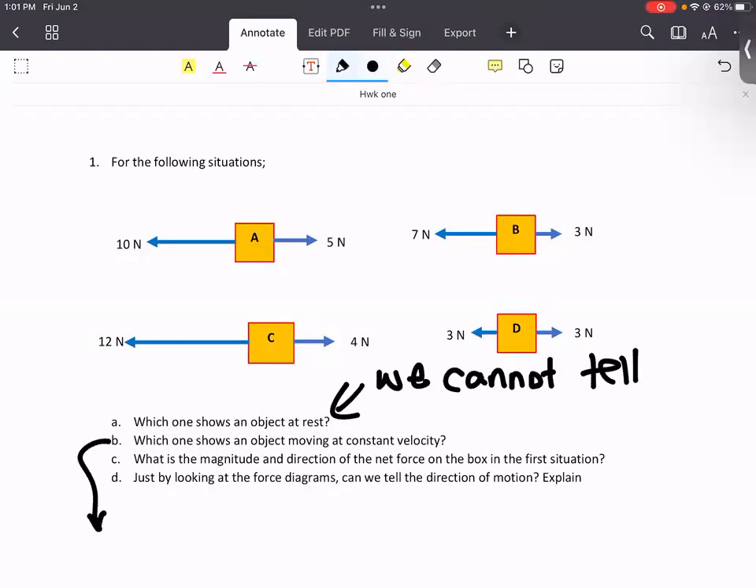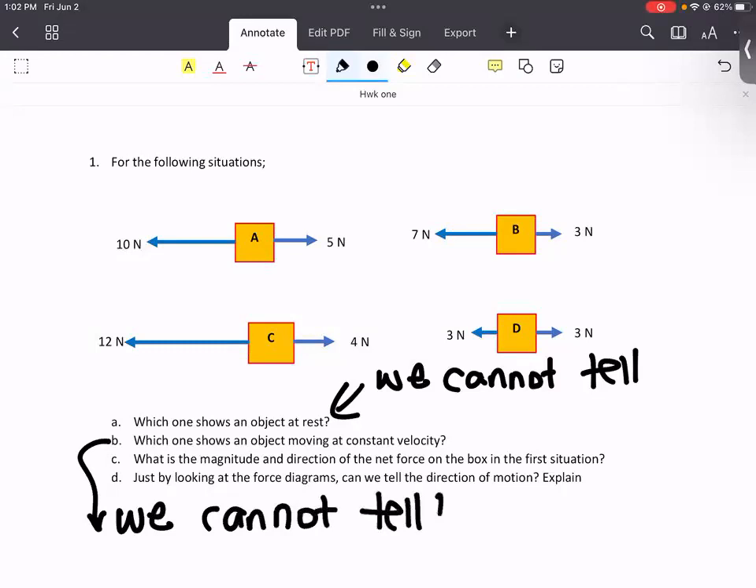So what does B ask? Which one shows an object moving at a constant velocity? It's easy to say that D shows an object moving at a constant velocity. But as you can see, the object could also be at rest and will have balanced forces. So we cannot tell here as well.